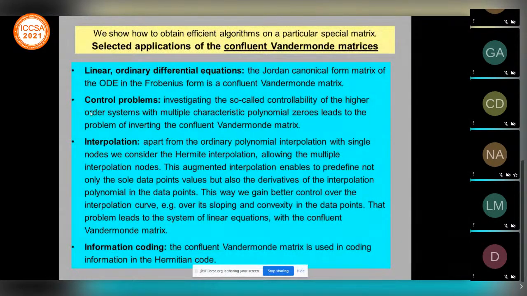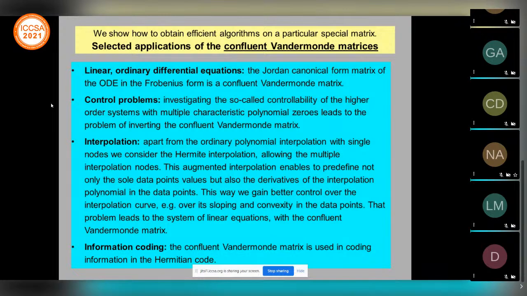I concentrated on the generalization of confluent van der Monde matrices, which have the following broad range of application: linear ordinary differential equations, where the general canonical form of the matrix will appear in a moment in the presentation. Control problems: investigating the so-called controllability of higher order systems with multiple characteristics, multiple zeros, leads to the problem of inverting the confluent van der Monde matrix. Interpolation is another application of confluent van der Monde matrices.